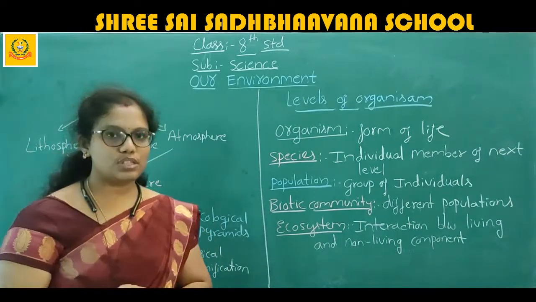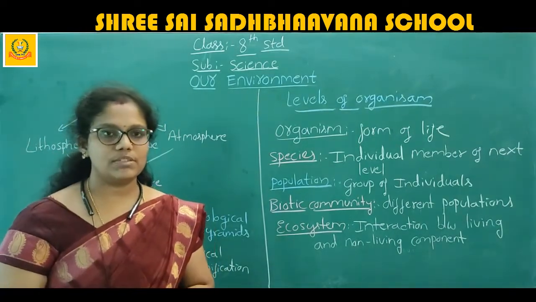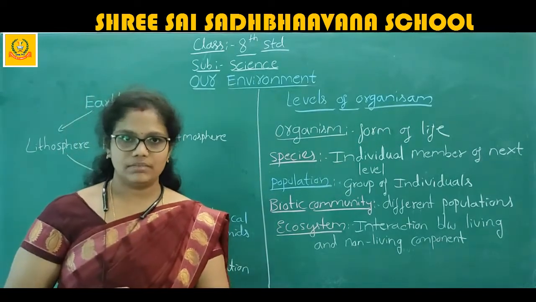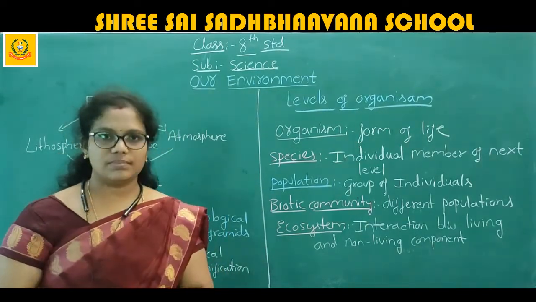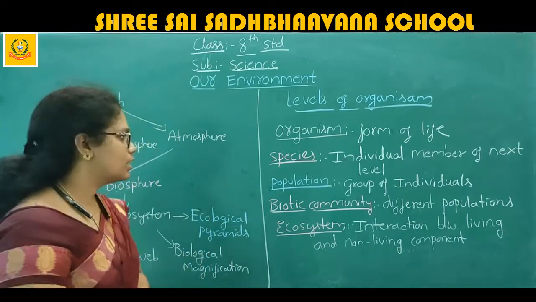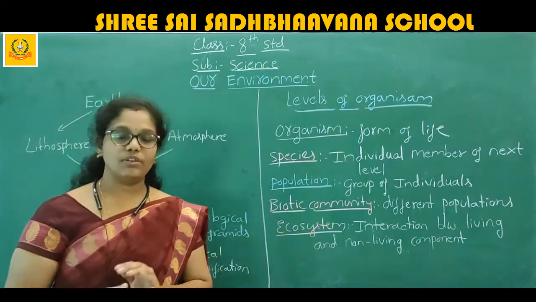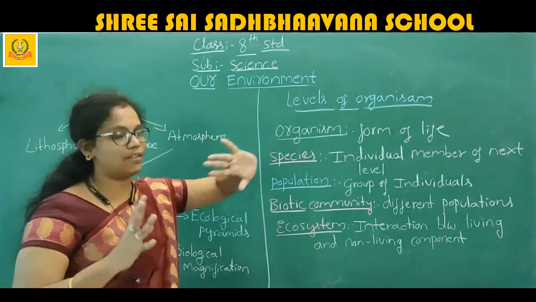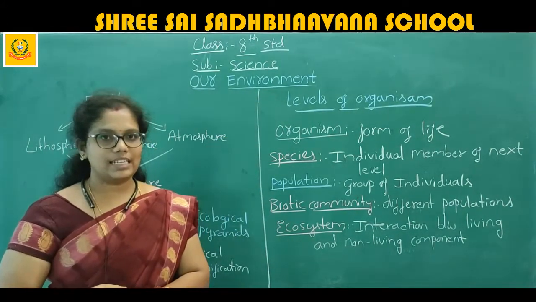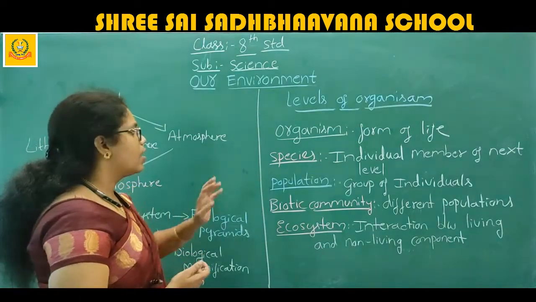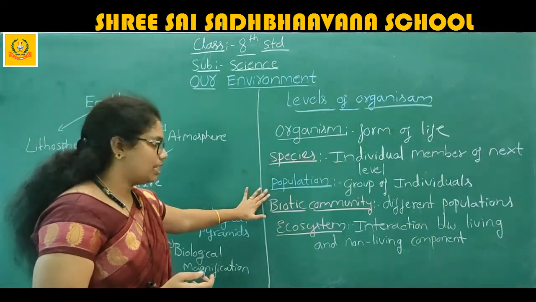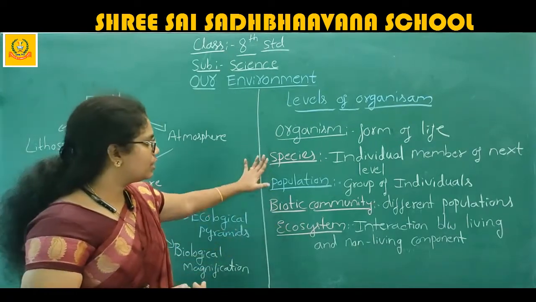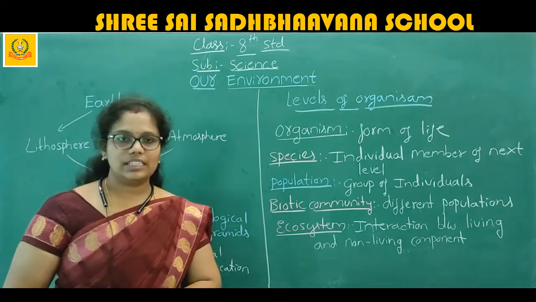Before studying the ecosystem and the types of ecosystems we have, we want to study some other important concepts related to the ecosystem. First, we want to discuss the levels of organization. What is an organism? What are species? What are populations? And what is a biotic community? We want to know all this before studying the ecosystem.